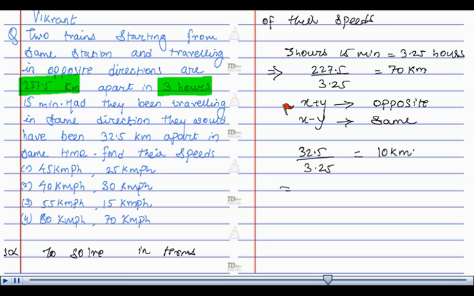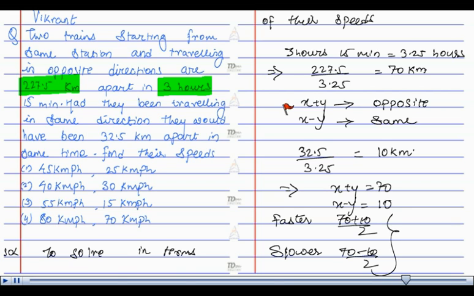So now we have the equation as x plus y is equal to 70 and x minus y, that is the difference, is 10. By solving these two equations, we get the values of x and y, and hence we can say that the faster train is moving at the rate of (70 plus 10) by 2, and the slower train is moving at the rate of (70 minus 10) by 2. So these figures turn out to be 40 and 30 kmph. Therefore the answer is second.